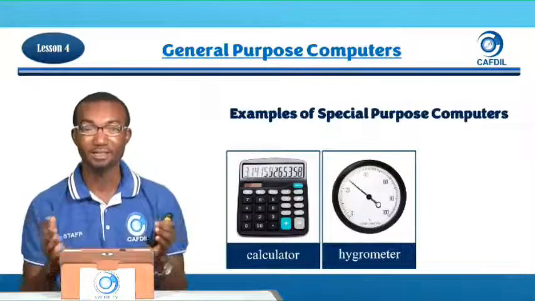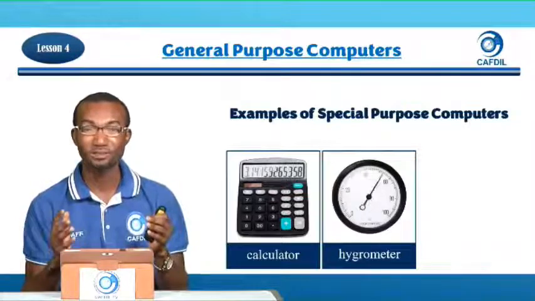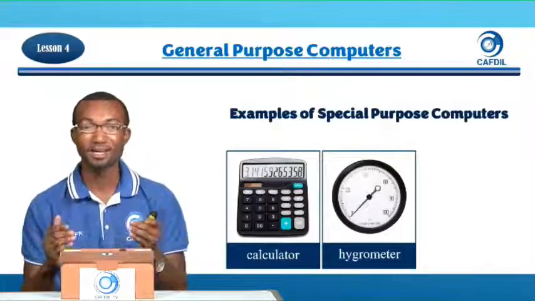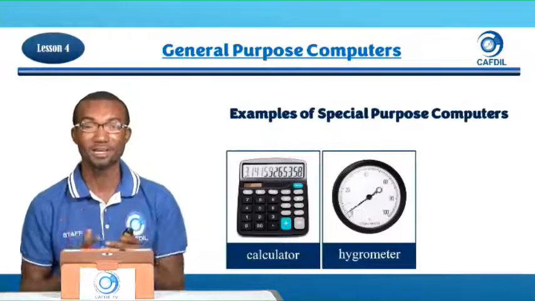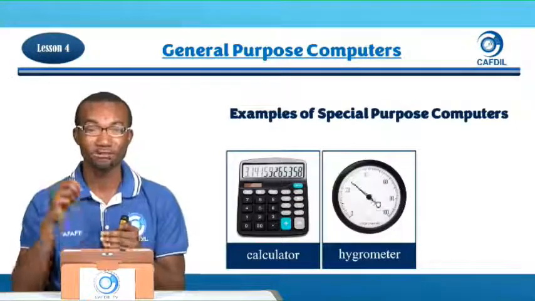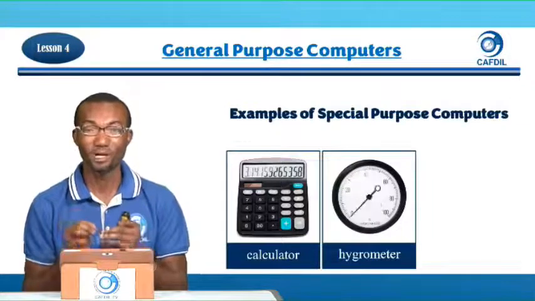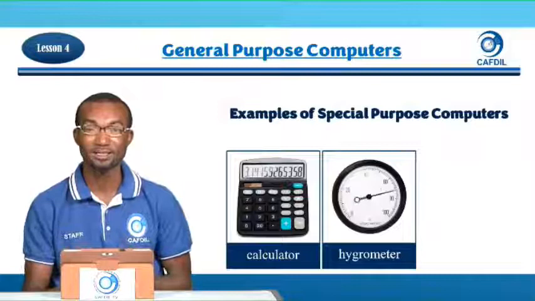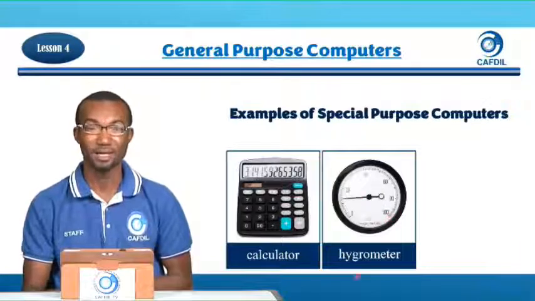We have air in our atmosphere, and this air is made up of nitrogen. We have oxygen in the air, we have argon in the air, we have carbon dioxide in the air. We also have water vapor in the air. And this device, the hygrometer, is used to measure the amount of water vapor in the air.